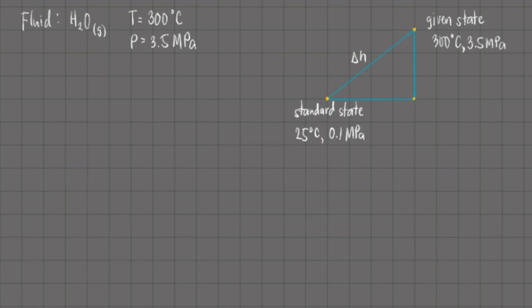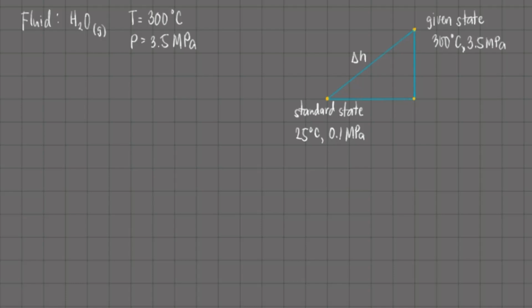Here we have our given for the problem as well as a representation of our given states compared to the standard state in an enthalpy diagram. In our enthalpy diagram, our standard state is defined in terms of the standard thermodynamic state of 25 degrees Celsius and 0.1 megapascals. Our given state in the problem is 300 degrees Celsius and 3.5 megapascals.